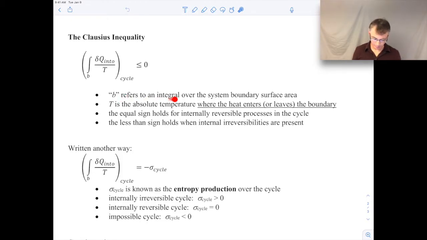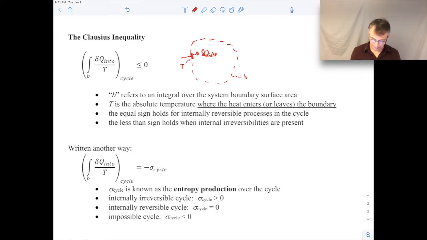Again, the b refers to the integral over the system boundary surface area. So if I have, let's say this is what our system looks like, or control volume, this surface here is my boundary. It's the control surface, or the boundary. And when I say that we have this heat transfer divided by the absolute temperature of where the heat transfer is occurring, so let's imagine we have just some small piece of the boundary here, and there's some heat transfer coming through it. This would be the absolute temperature at that particular location.